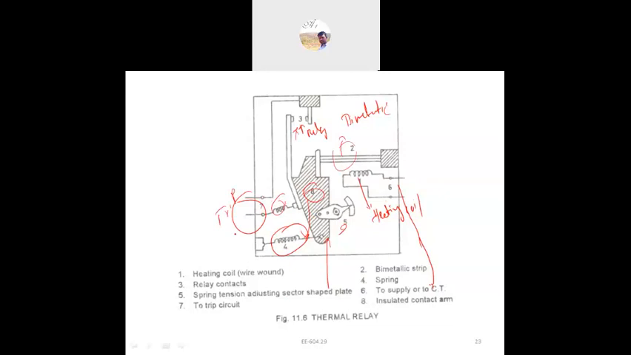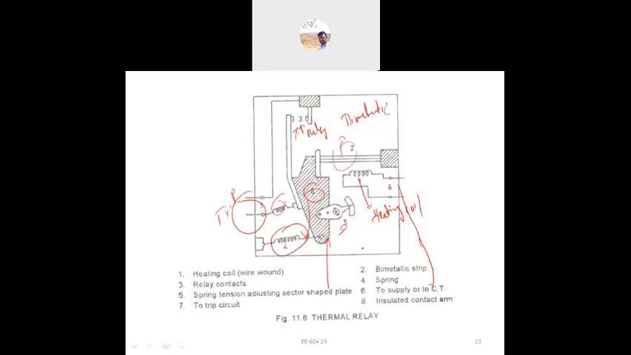That is, if a fault occurs, the bimetals will expand, so that will give a signal to the trip circuit, and then the plunger will be moved. The trip circuit opens the circuit. So these are the working conditions of the thermal relay. It will operate when the fault occurs.